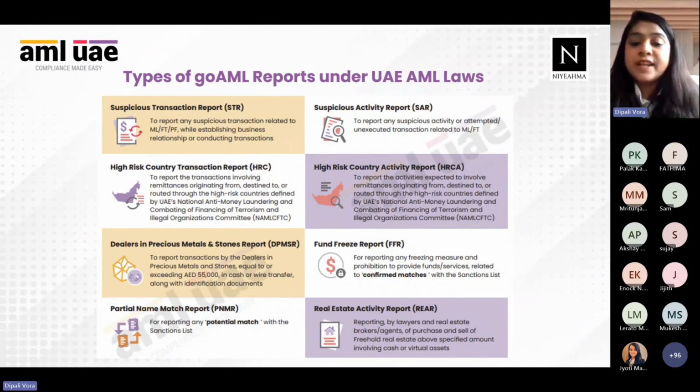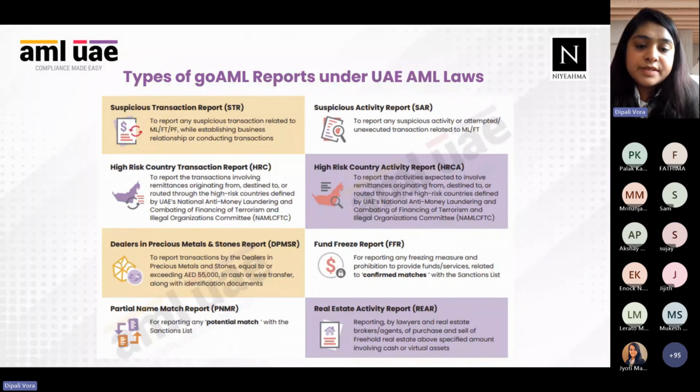Now let me clarify one more thing. Here we are talking about the transaction between the buyer and seller. We are not talking about the commission that we earn. Clarity is required on this: if you are assisting somebody, that is your client, in a transaction with respect to purchase or sale of real estate, only then are you required to file a real estate activity report. The last 2 reports, that is fund freeze report and partial name match report, are to be filed in case that's actually a part of the screenings that you do.